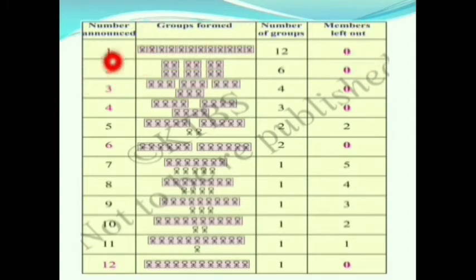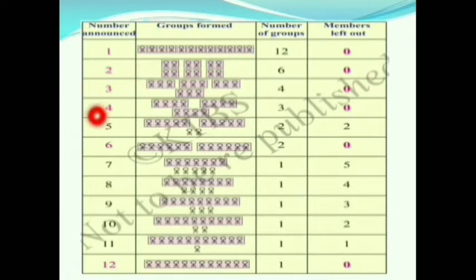Now the number announced is 2. Number of groups formed is 6. Are there any children left out? There are no children left out. So the number of children left out is 0. Now the number announced is 3. Number of groups formed is 4. Are there any children left out? No, there are no children left out. So the number of children left out is 0.